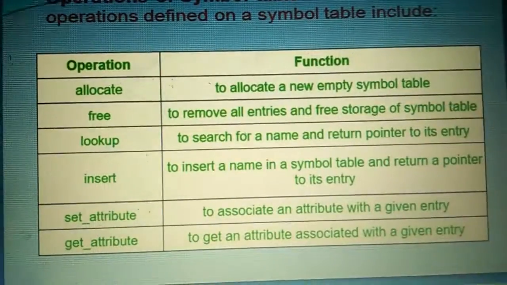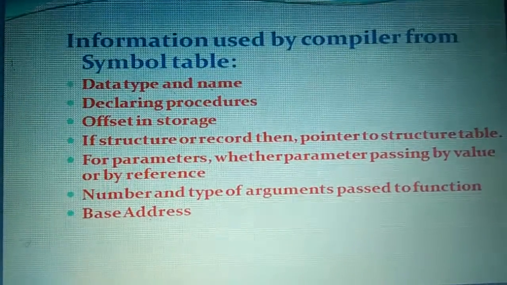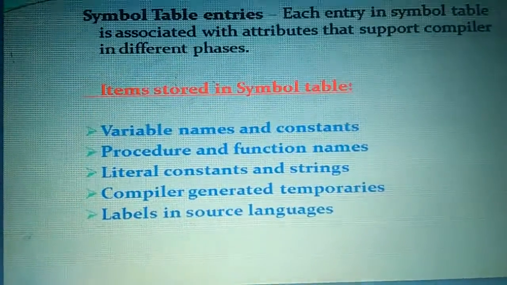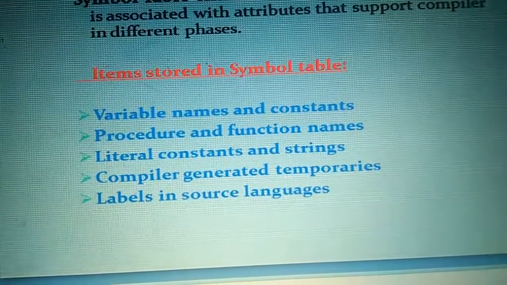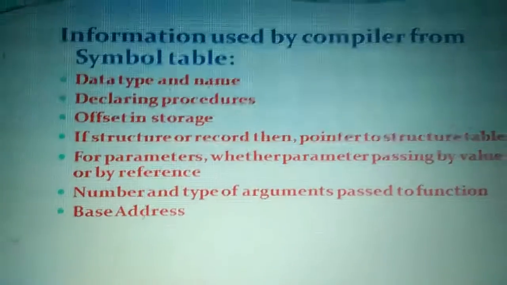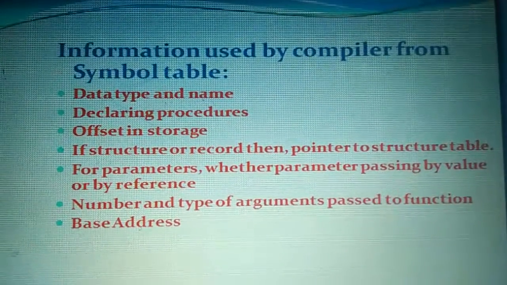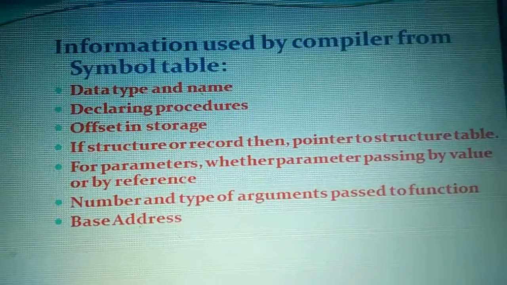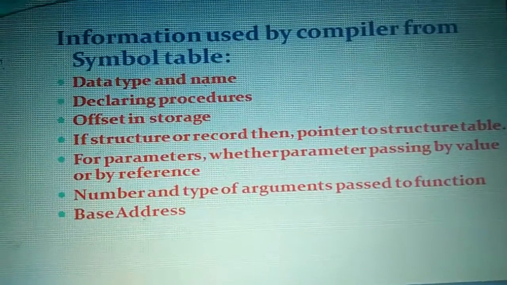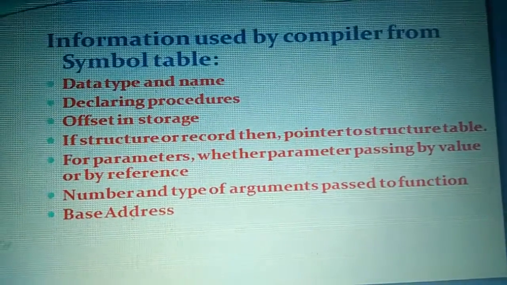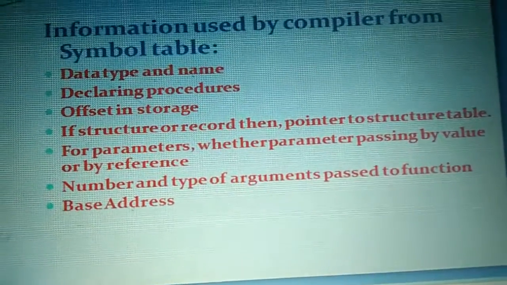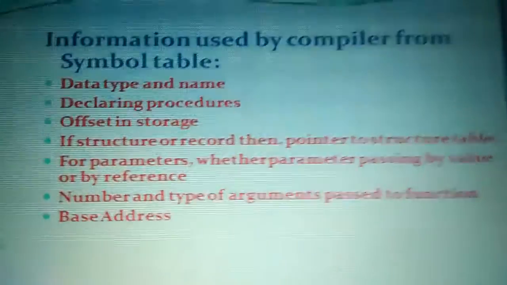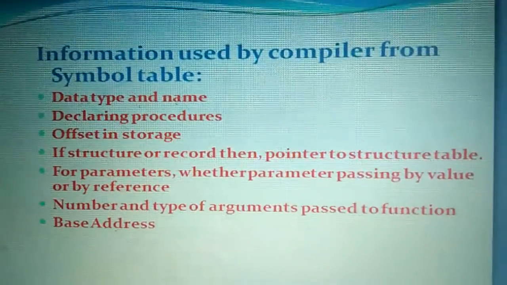A symbol table holds entries of all the items of the program, such as data types, names, variables, procedures, literals, and constants. All of these are stored in the symbol table. Whenever the program requires them, it makes a pointer to that entry, gets its value, and comes back, or substitutes it wherever required in the program. These are the entries of the symbol table.